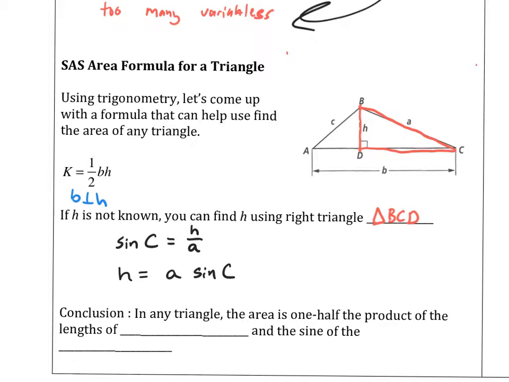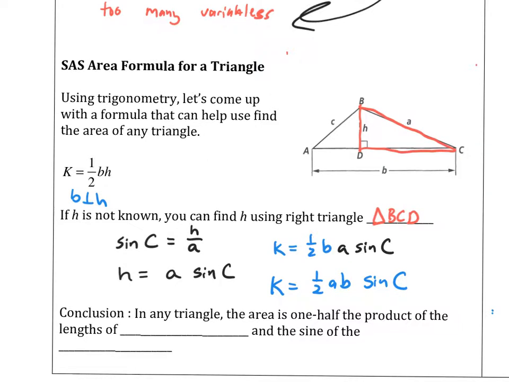So now what? Well, if I were to substitute this H, A times the sine of C, into there, we get this. So K is 1/2 B times A times the sine of C. And now let me just clean it up a little bit. So the area of the triangle is 1/2 AB sine of C.